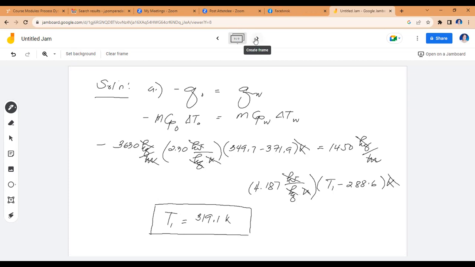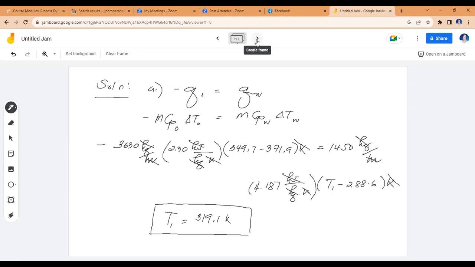Any questions so far with letter A? So no question with letter A.